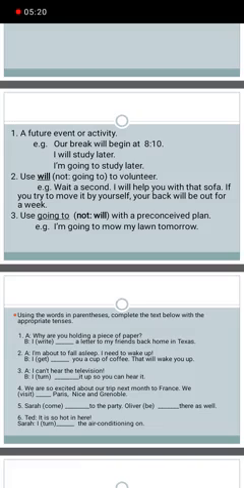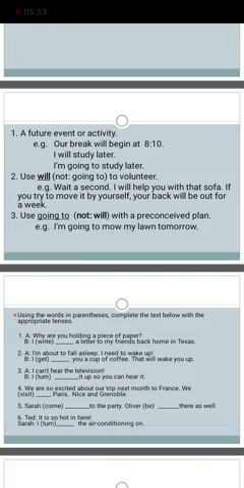General rules. Number 1, a future event or activity, something that will happen in future. Our break will begin at 8:10. I will study later. I am going to study later. Secondly, use will, not going to. For example, wait a second. I will help you with that sofa. If you try to move it by yourself, your back will be out for a week.